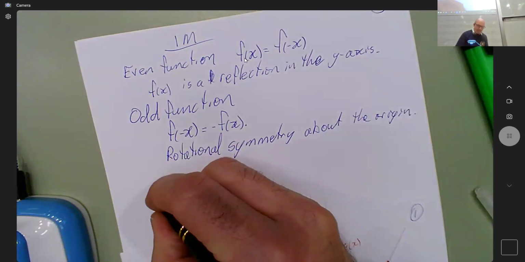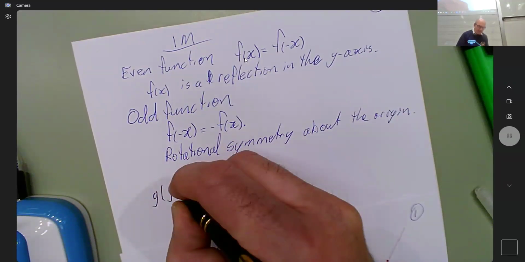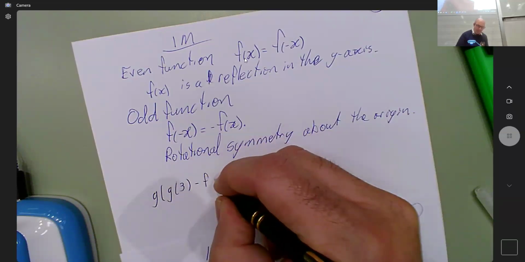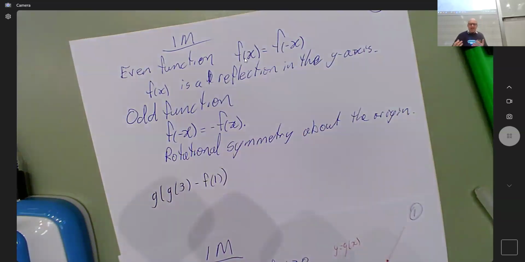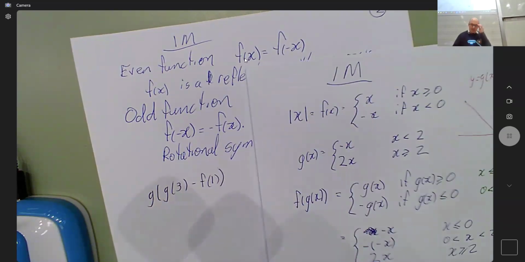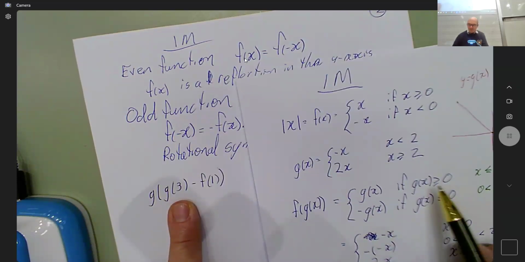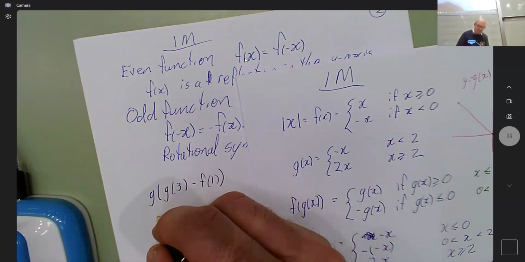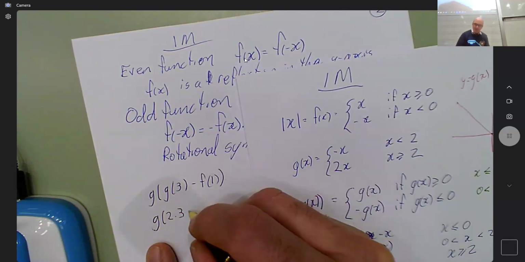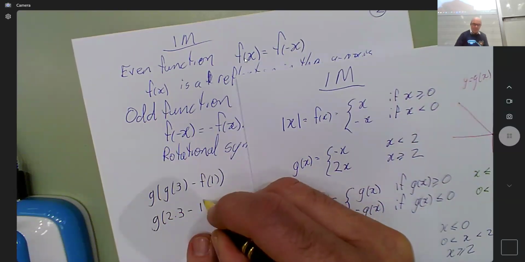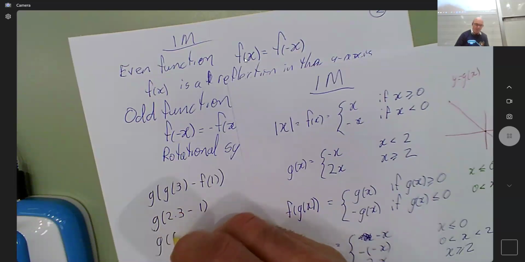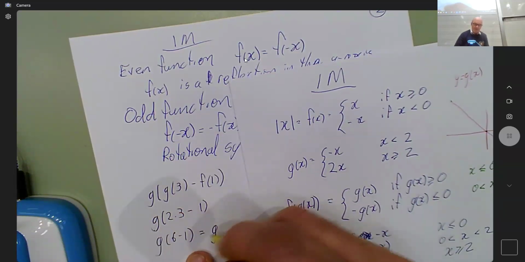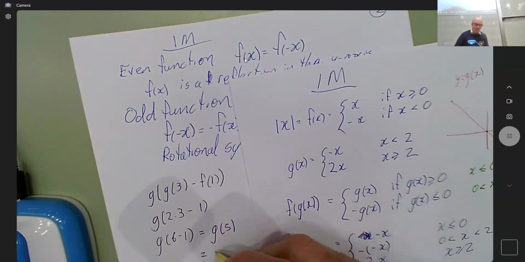One of the things they did was create a question like g of 3 minus f of 1. This is just putting in numbers. For g of 3, 3 is greater than 2, so it should be 2 times 3. So this would be g of 2 times 3 minus f of 1, which should just be 1. This works out to g of 6 minus 1, which is g of 5. And g of 5 follows the same rule, 2 times 5, which is equal to 10.